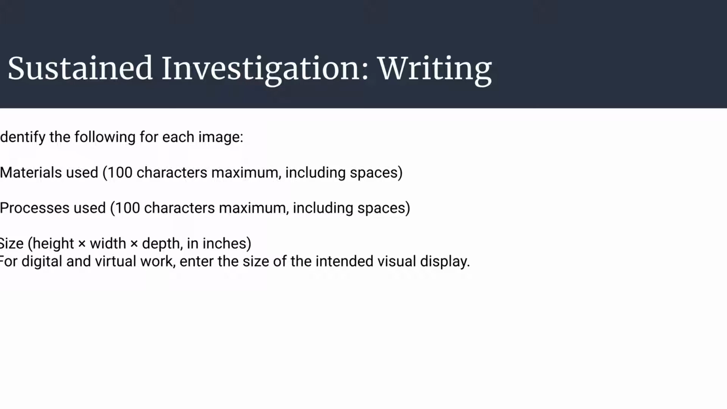The sustained investigation, it is the same. So for each one of your images, you will include the following information: 100 characters to talk about the materials, 100 characters to talk about the processes, and then you will include the size of the piece. So if it is a physical piece like a canvas or a piece of paper, you are going to say what the height and width is. Since this is not a 3D course, you will not need to be including the depth.